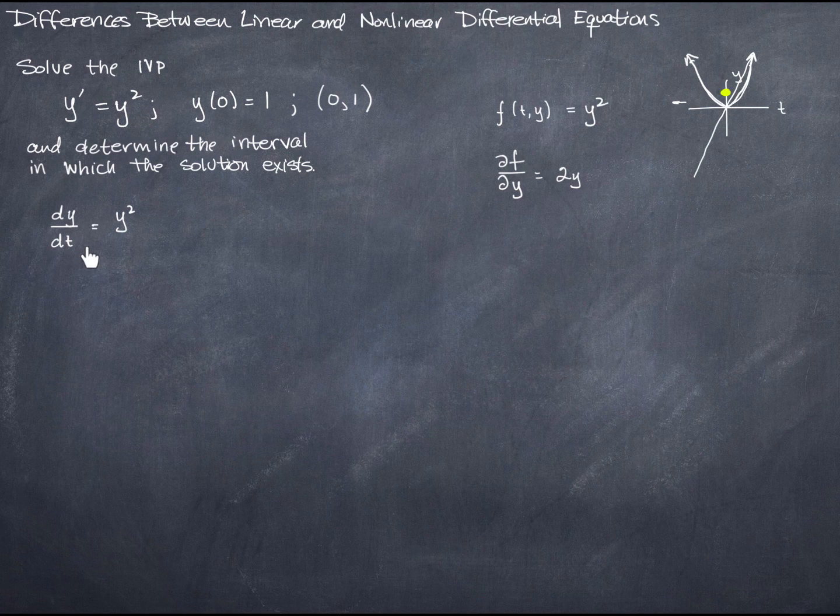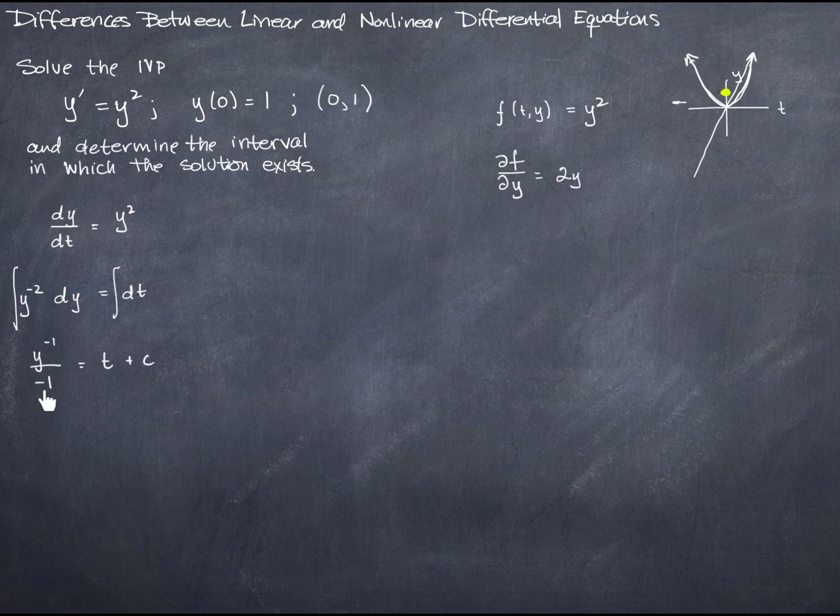There's only one. All right, so now that we know it's worth taking the time to try to find the solution, let's go ahead and do that. I'm going to treat this as a separable differential equation, which it is, which means I can write this as dy over y squared. I'm going to write that as y to the negative 2 dy, and that's equal to just dt. And when I integrate both sides, I get y to the negative 1 over negative 1 equals t, and then of course plus a constant.